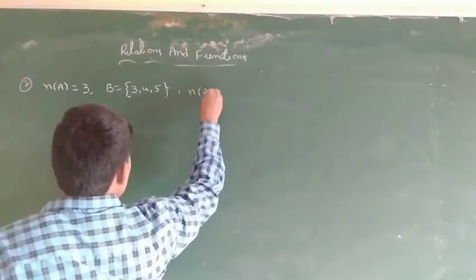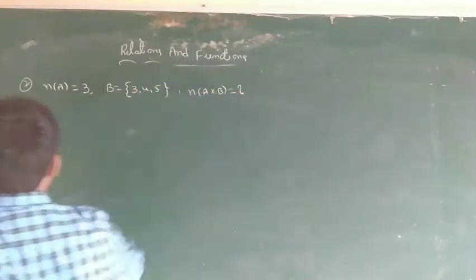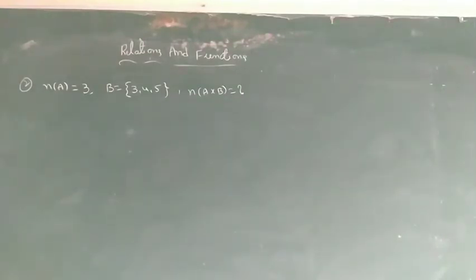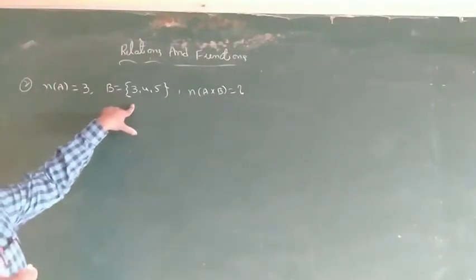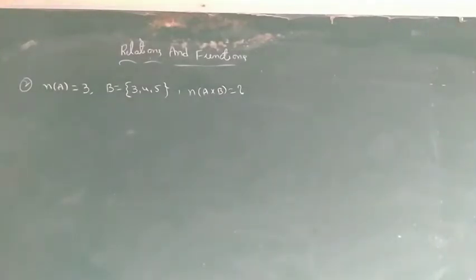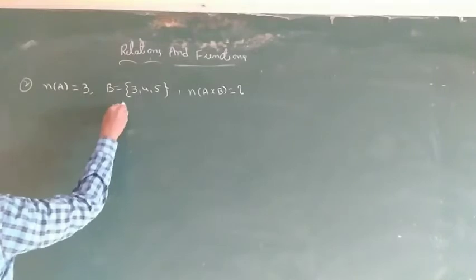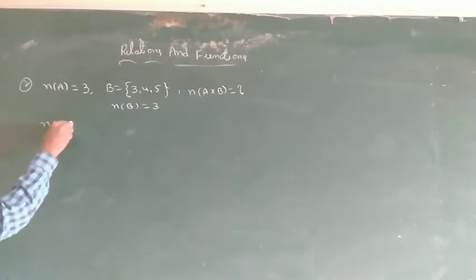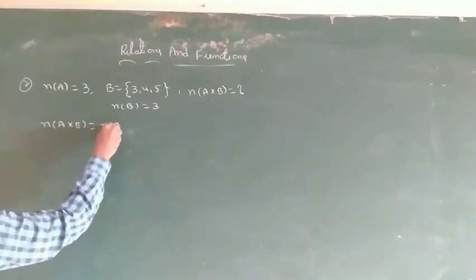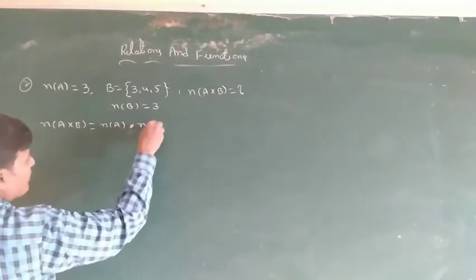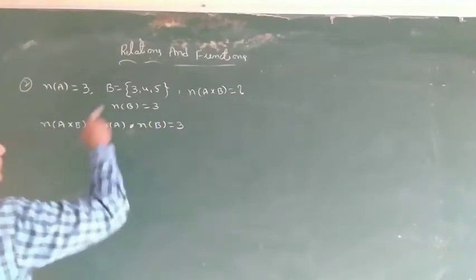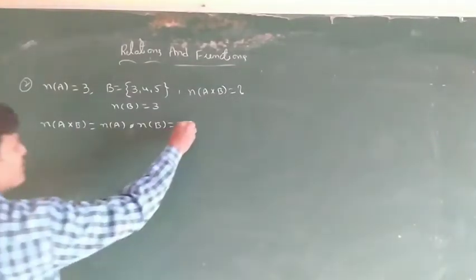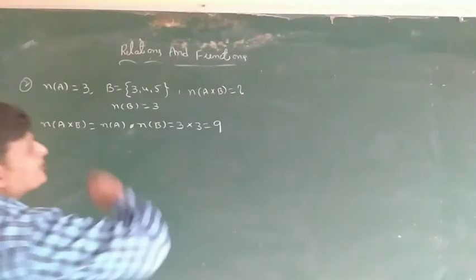So n of A cross B is equal to the number of elements in the Cartesian product of A and B. N of A is 3. B is a set with how many elements? 3. So n of B is equal to 3. What is the formula? N of A cross B is n of A into n of B, so 3 into 3 is equal to 9.